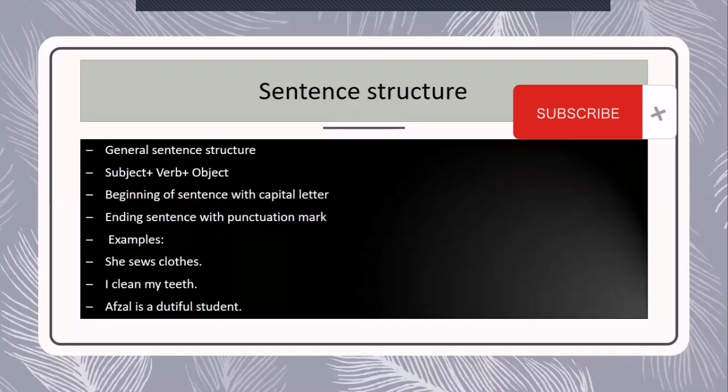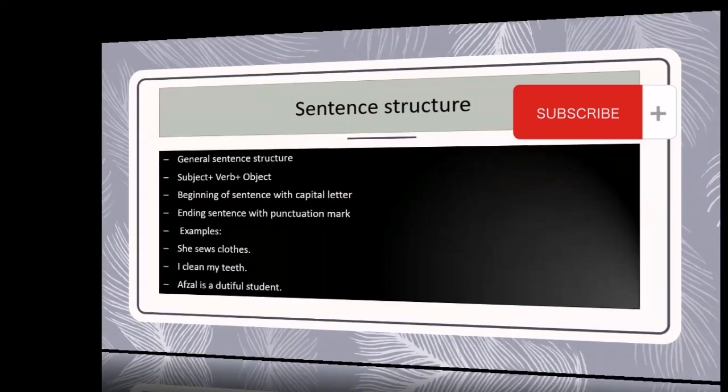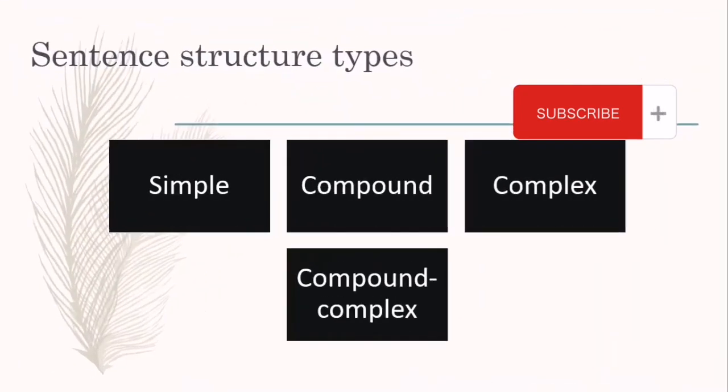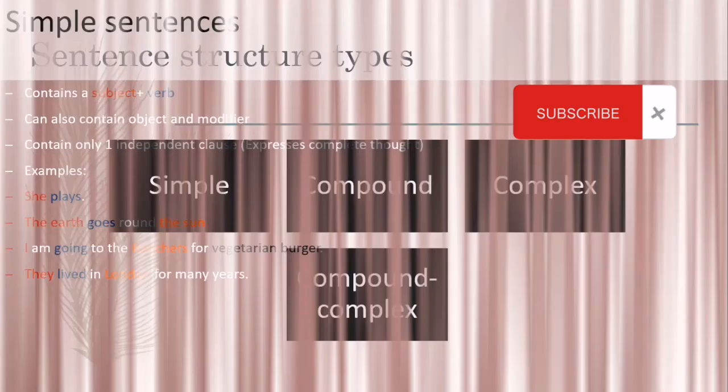For example, here are some examples we can read: Aksel is a dutiful student. I clean my teeth, and she sews clothes. So how many types of sentence structure do we actually have? There are four types of sentence structure. The first one is simple, then compound, complex, and compound complex.